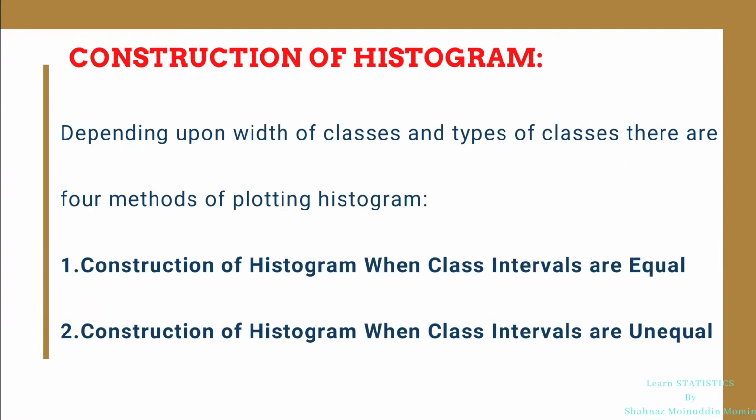Depending upon the width of the classes and types of classes, there are four methods of plotting histogram. The first method is construction of histogram when the class intervals are equal. Second method is construction of histogram when class intervals are unequal. Class intervals are equal means each class has the same class width, and class intervals are unequal means some classes are of equal size and some are of different sizes.